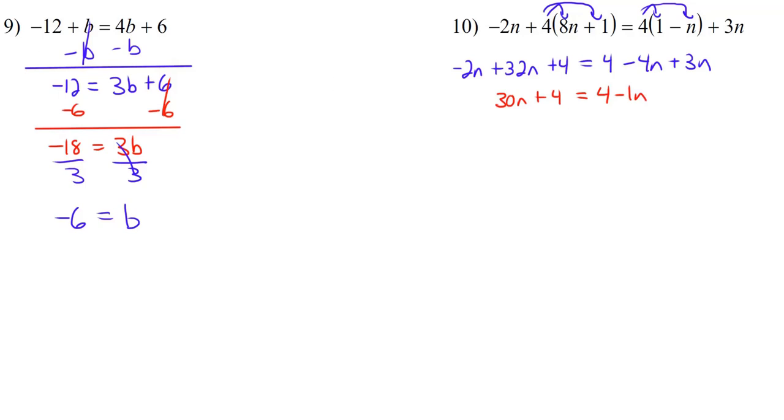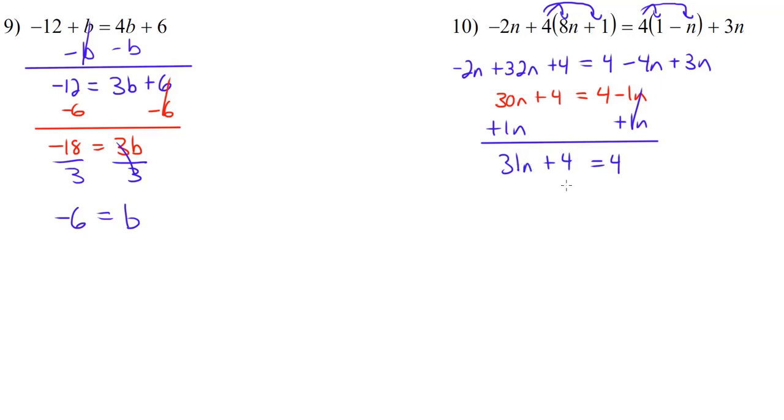Now we have variables on both sides. We can get rid of 30n or negative 1n. Again, the wiser choice is to get rid of the variable of lesser value. So we're going to get rid of negative 1n by adding 1n to both sides. On the right, the n's cancel out, leaving us with 4. And on the left, 30n plus 1n is 31n.